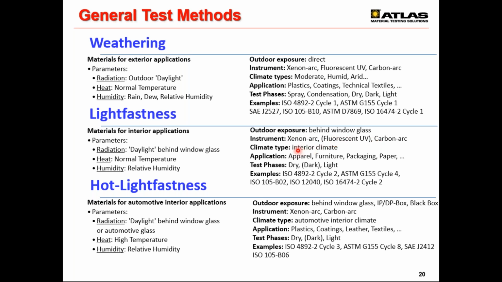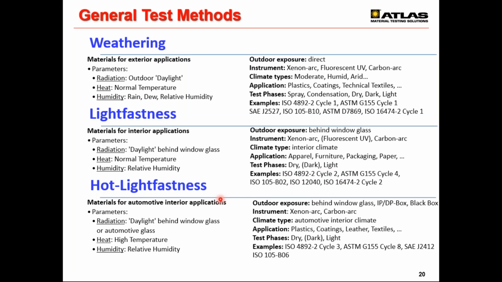Mentioned before that it's for simulating an interior climate. And the different applications: apparel industry, the furniture, packaging, paper. Typically, you have dry, light only cycles or light and dark cycles, no spray. And here are some of the example test methods.